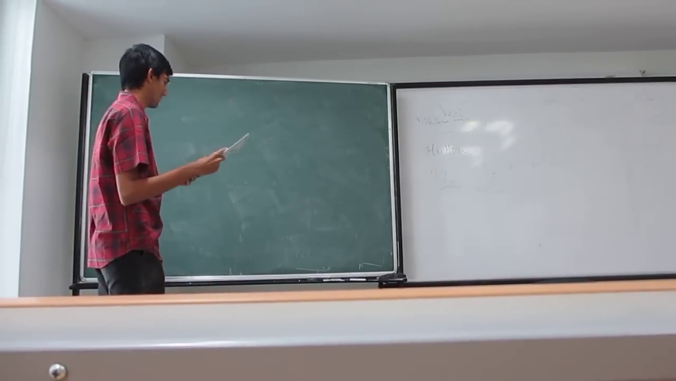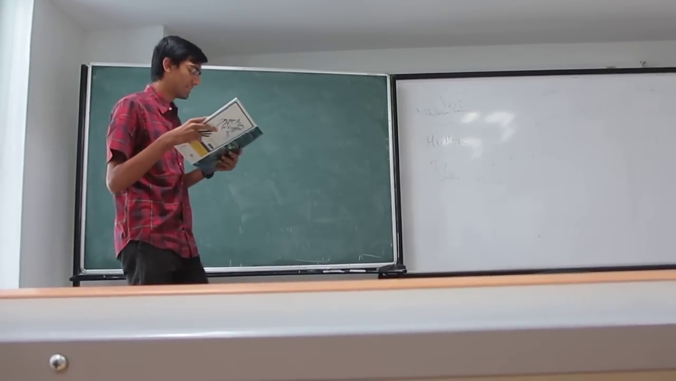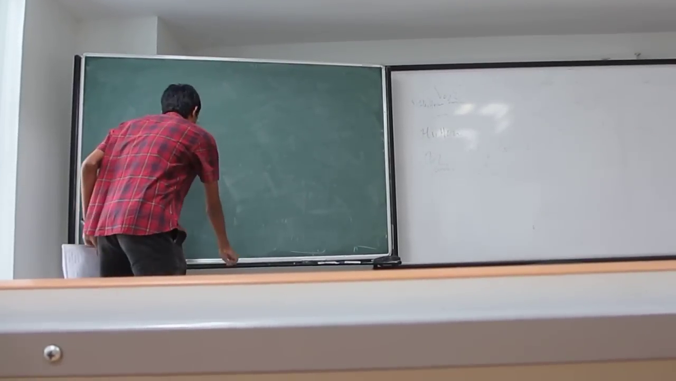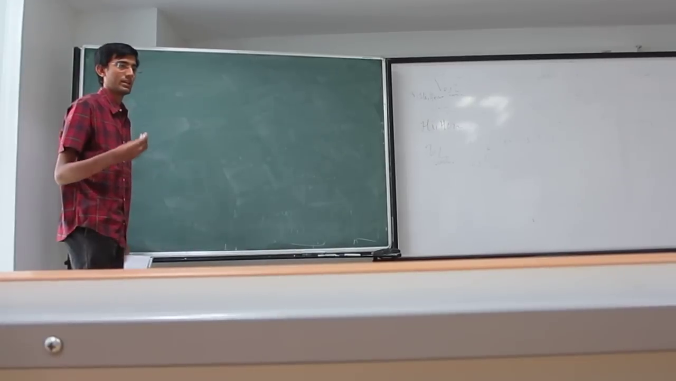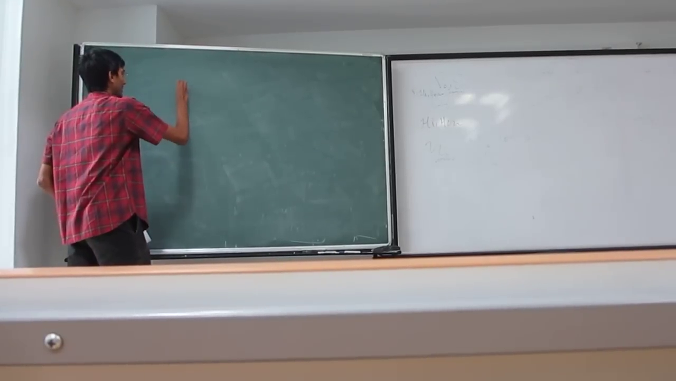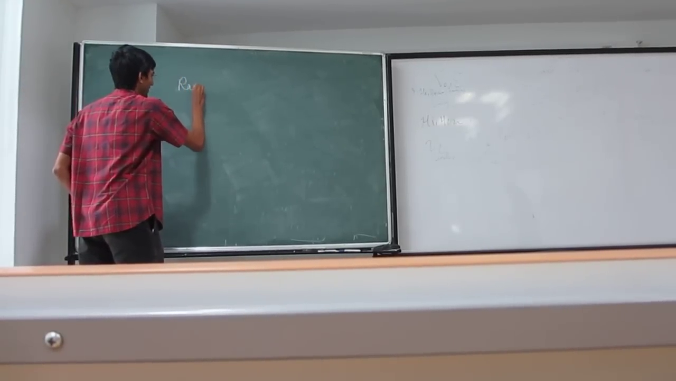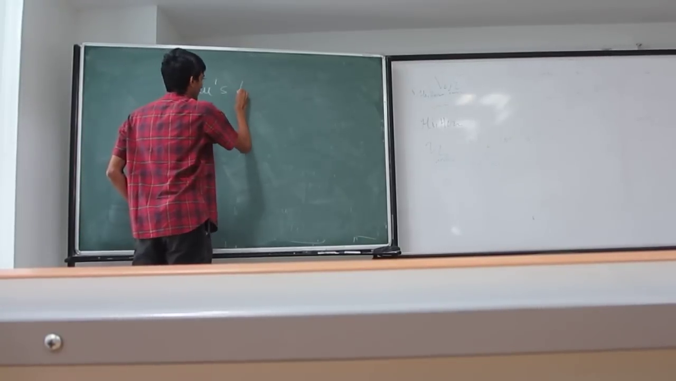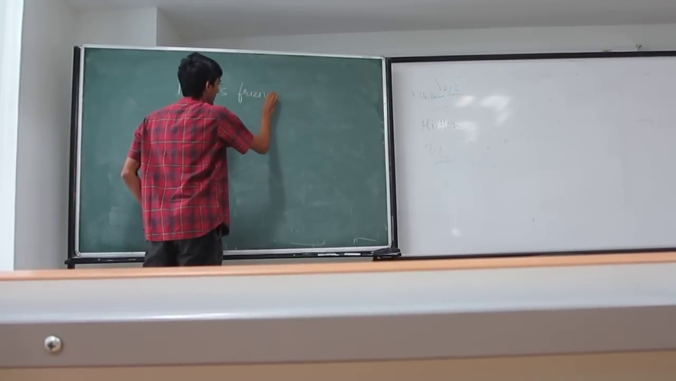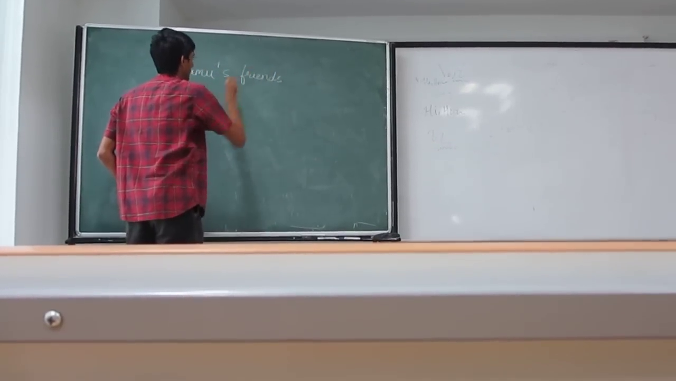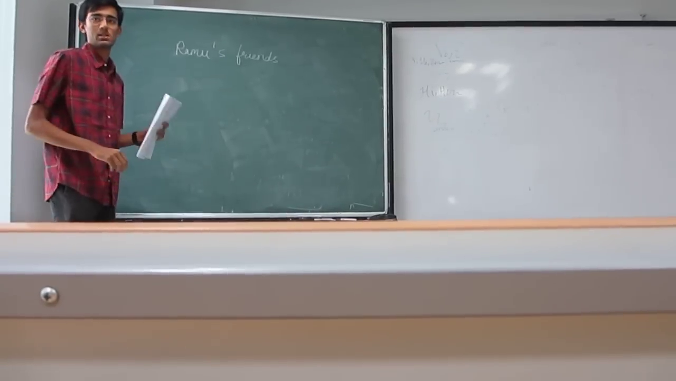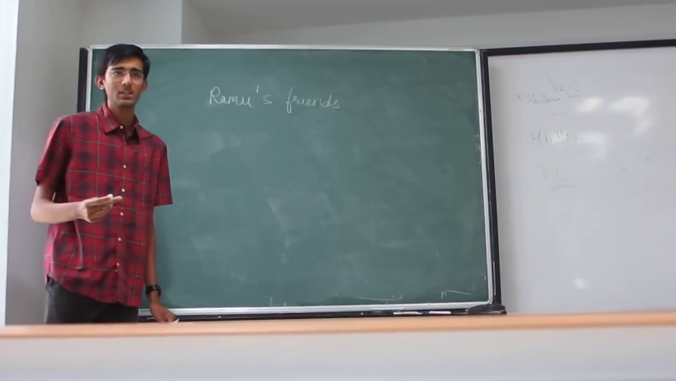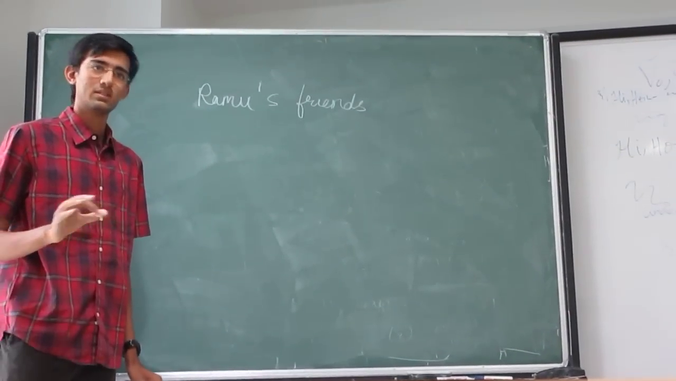Start with the first rule, which is to form the possessive singular of nouns with 's. So if you have to talk about, say, Ramu's friends, you say Ramu apostrophe s, Ramu's friends. This is how you would address Ramu's friends. But what if the name was Charles? What would you do then? Charles, apostrophe? Yeah, put an apostrophe after Charles.